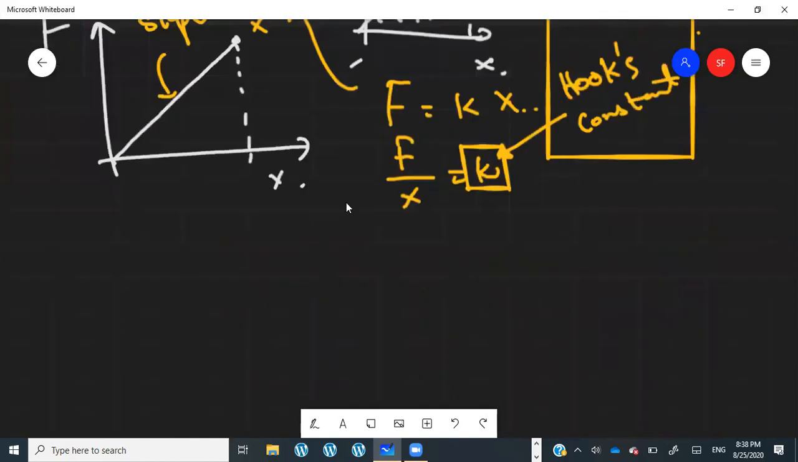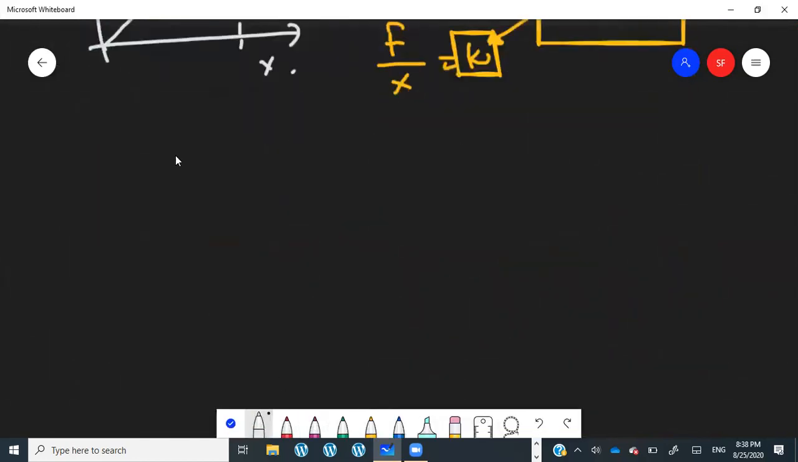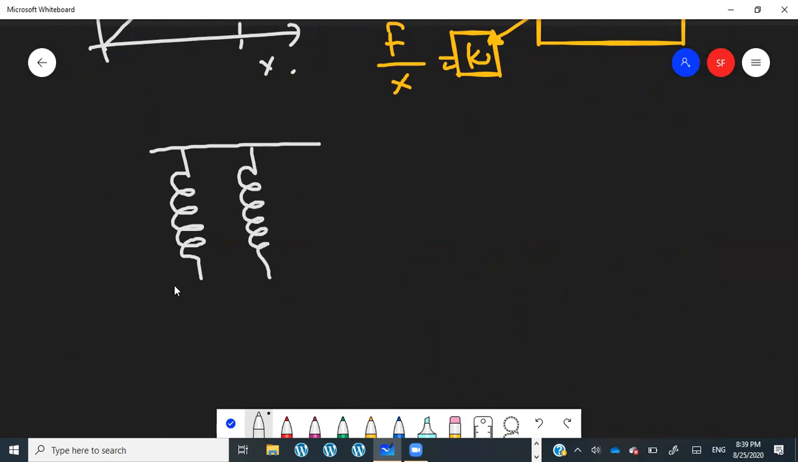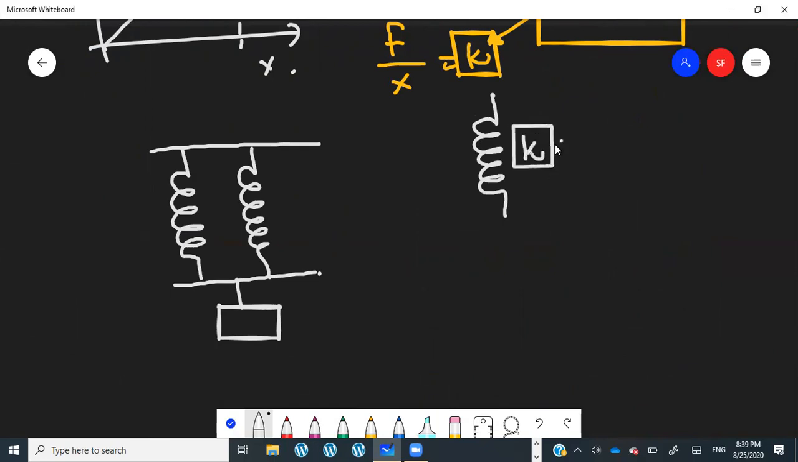Now, coming to the combination of springs. How to calculate the total spring constant of two springs which are in parallel to one another? Any idea? Okay, I'm saying that a single spring has a spring constant of K, and if I take two springs in parallel to one another, what's going to be the total spring constant of these two springs? You know how to calculate this from that lecture of deformation.